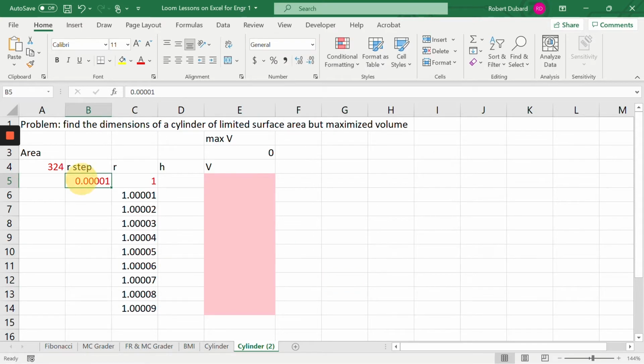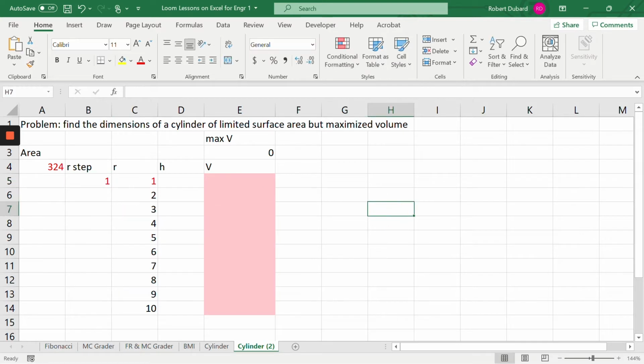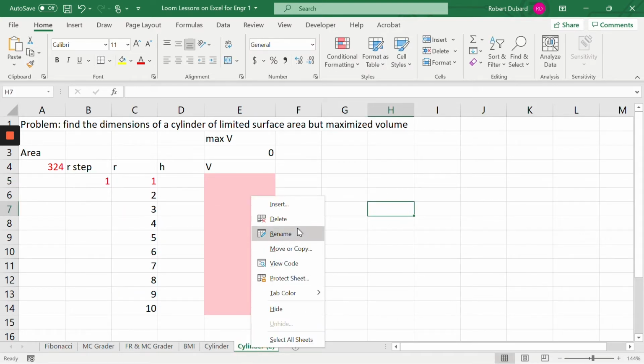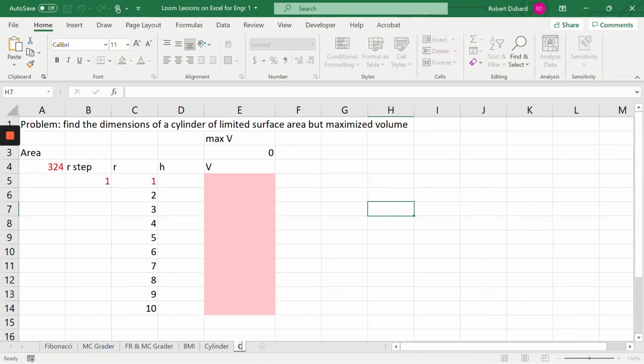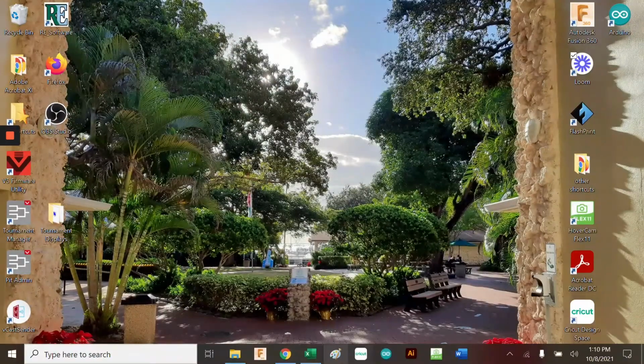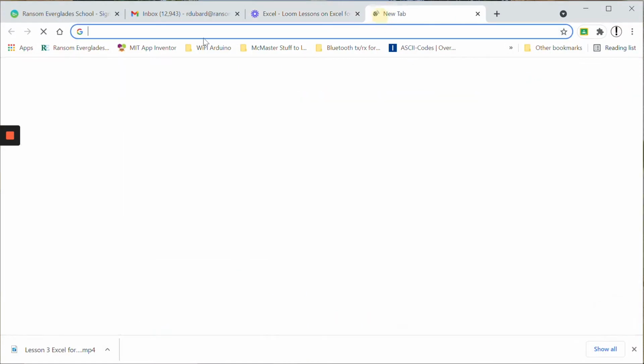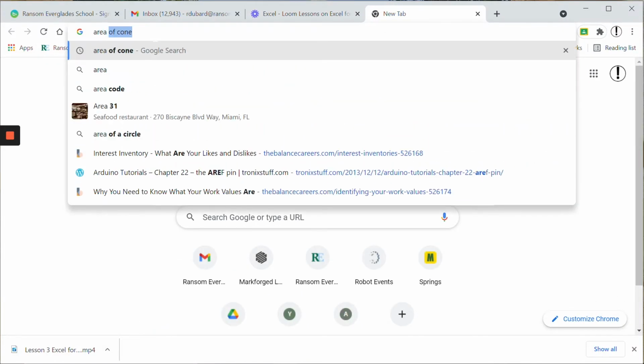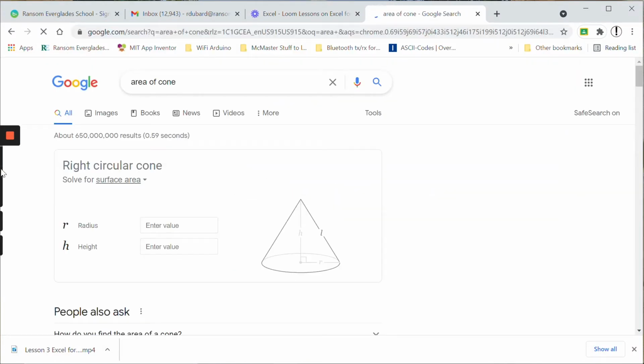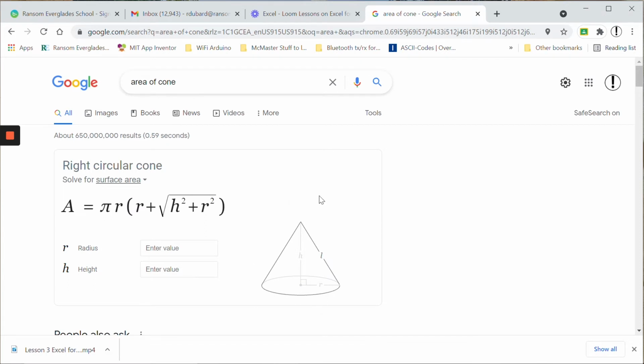Likewise, I want to start again at 1 and 1 for this. Oh, and I need to rename this. I don't want to leave it called cylinder. Now I'm going to rename it and call it cone. So now I've got to jump in and find the math for that. Now, the math for a cone, I don't have off the top of my head. Well, actually, I kind of do, but you might not. So I want to show you, all you have to do is go online, and we'll type in area of cone. And it gives you this one.